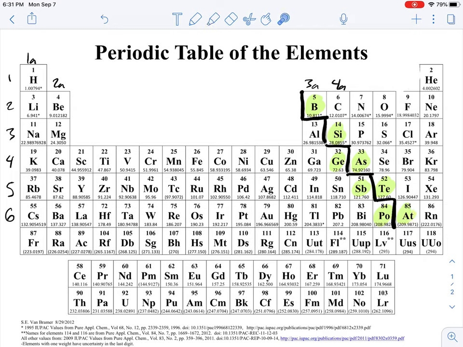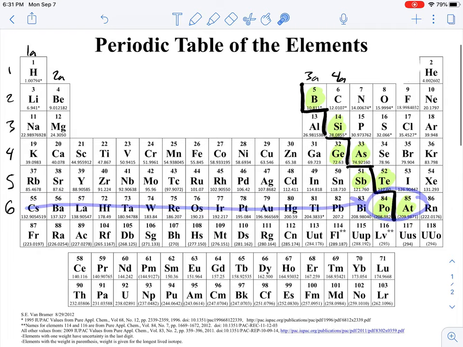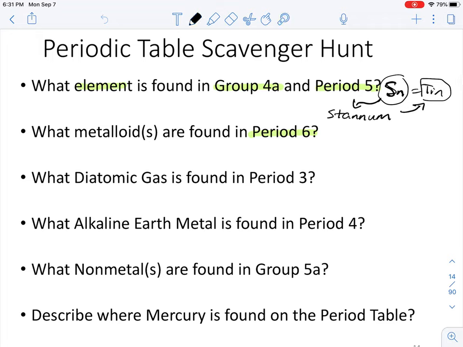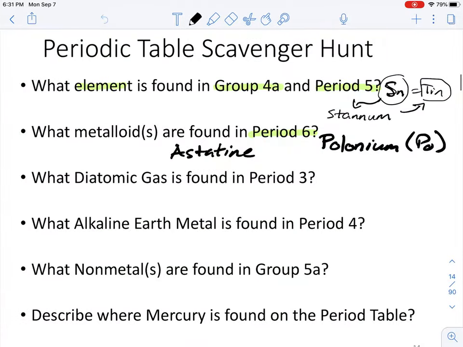All right, so what we want to do is identify the metalloid or the metalloids that's in period 6. Well, here if I go across, it looks like I have two metalloids, which is polonium, P-O, and astatine, A-T. And so I'm going to go ahead and just put in that symbol, P-O for polonium. And then we have astatine. Okay. And astatine, I believe, is A-T.